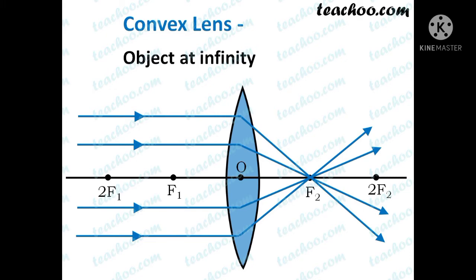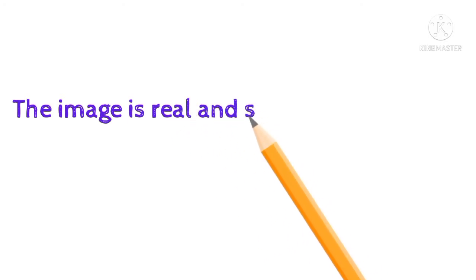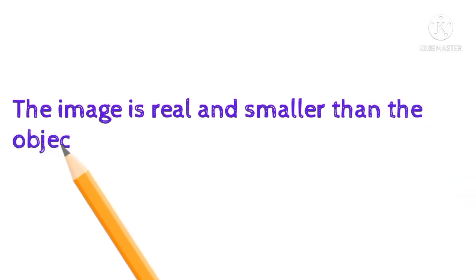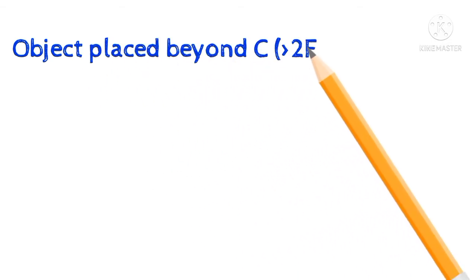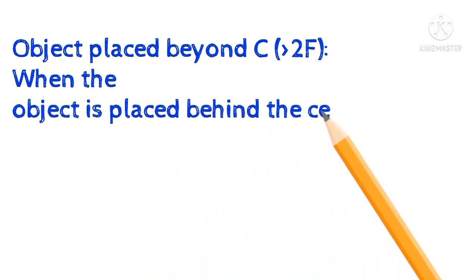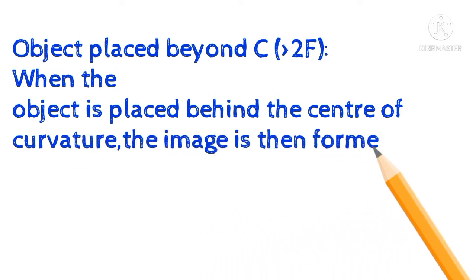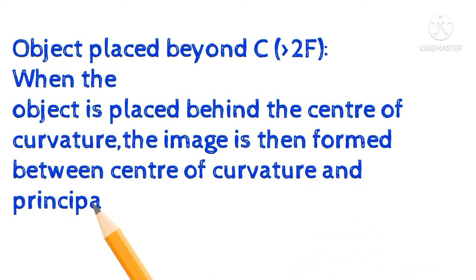Here the rays from the object converge at the principal focus, so the image is formed at the principal focus. The image formed here is real and smaller than the object placed at infinity. The second condition is object placed beyond C or 2F. Here C or 2F is the center of curvature. When an object is placed behind the center of curvature, the image is formed between the principal focus F2 and 2F2.